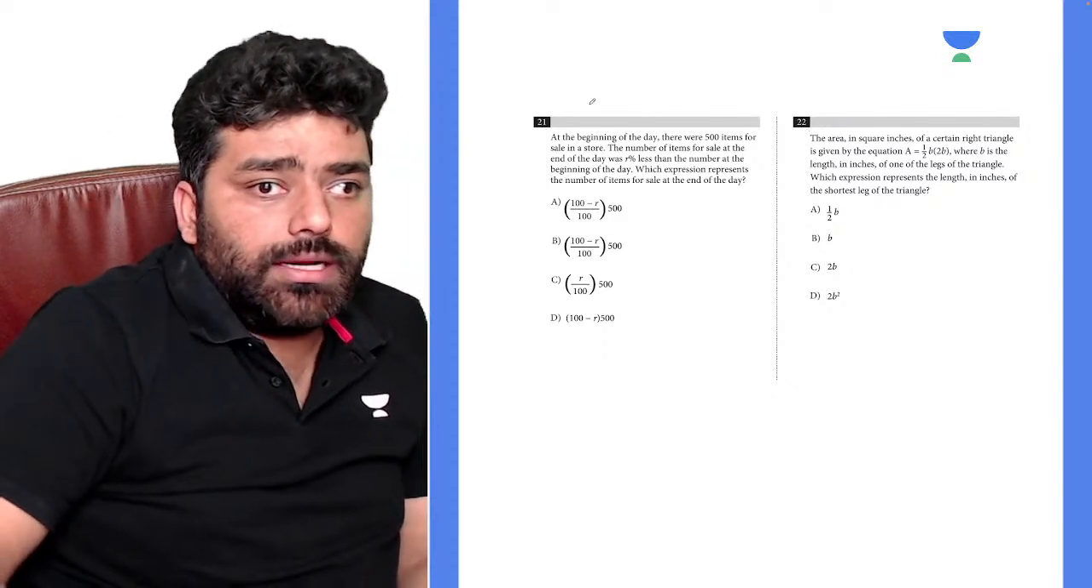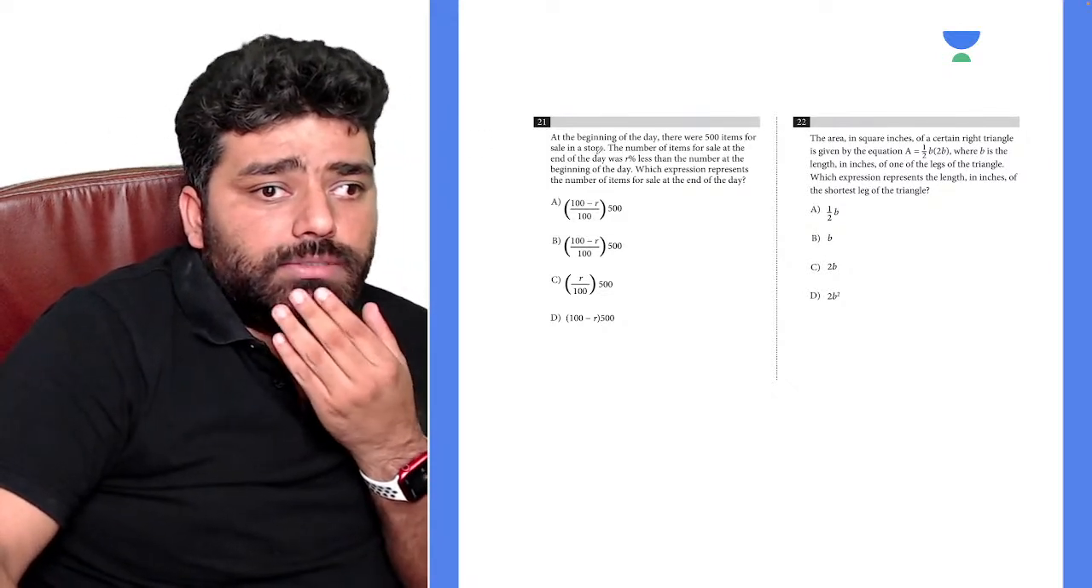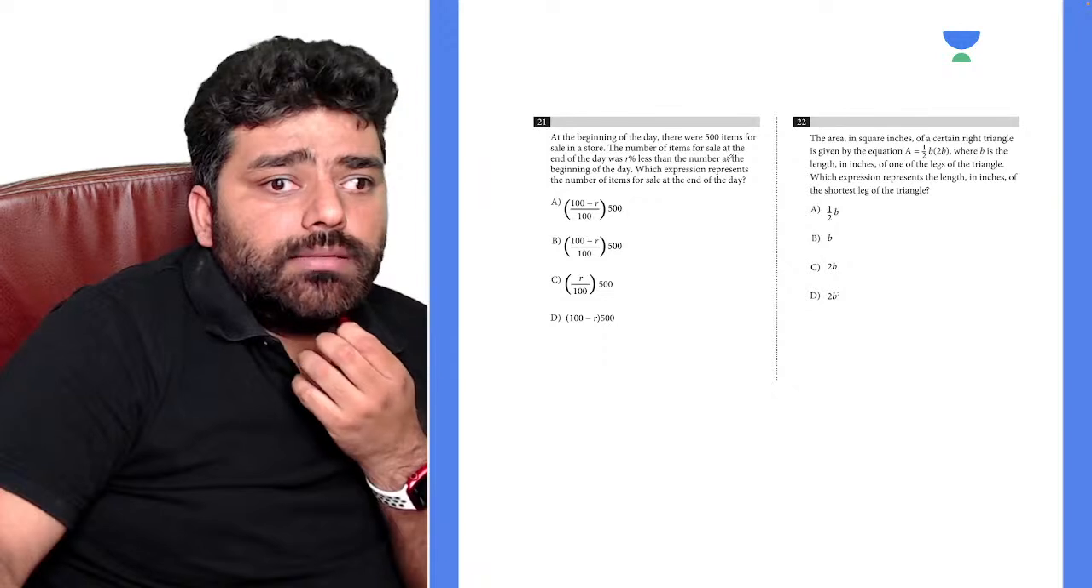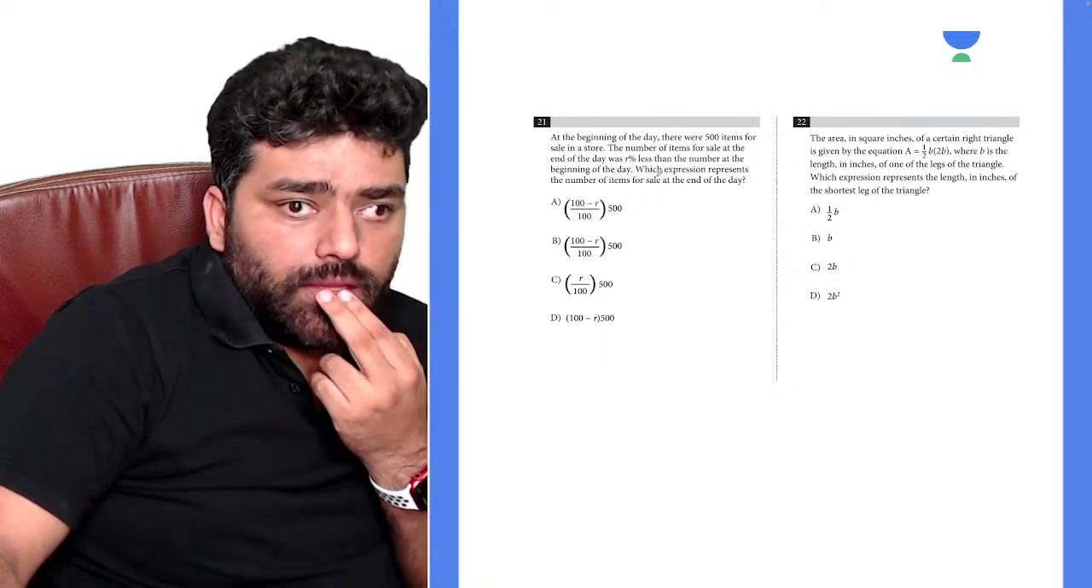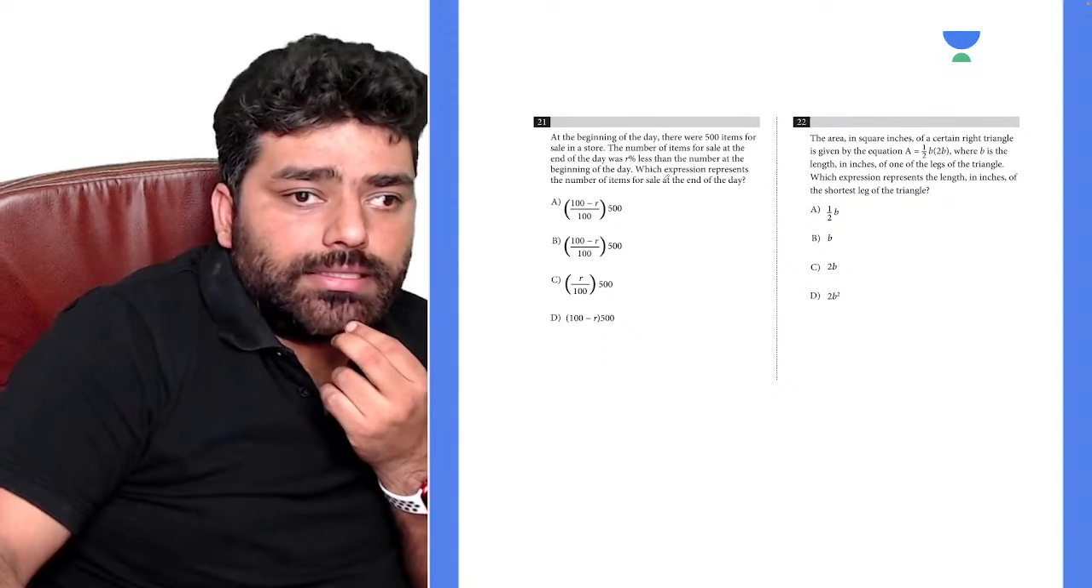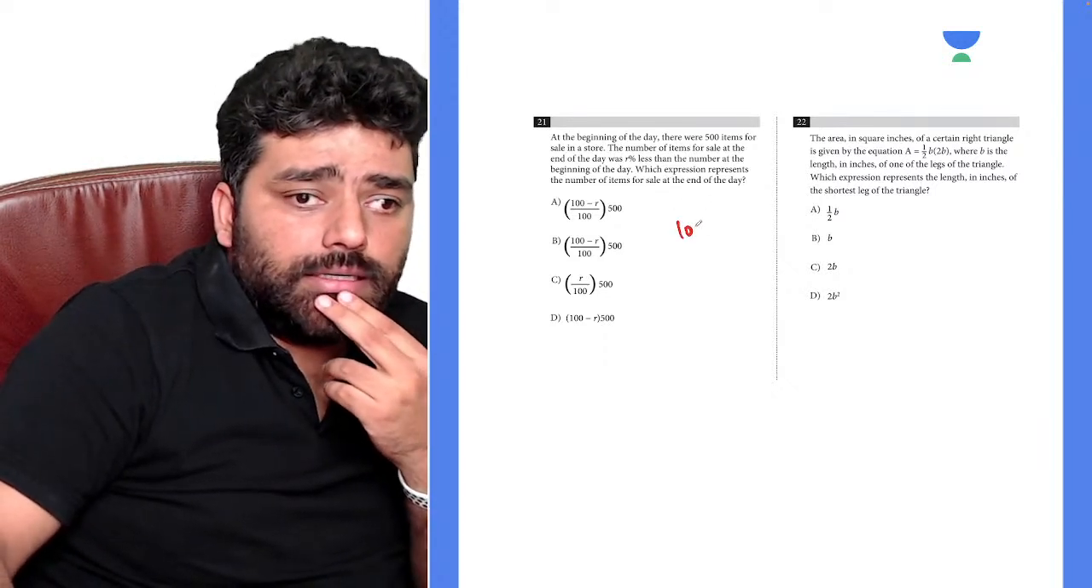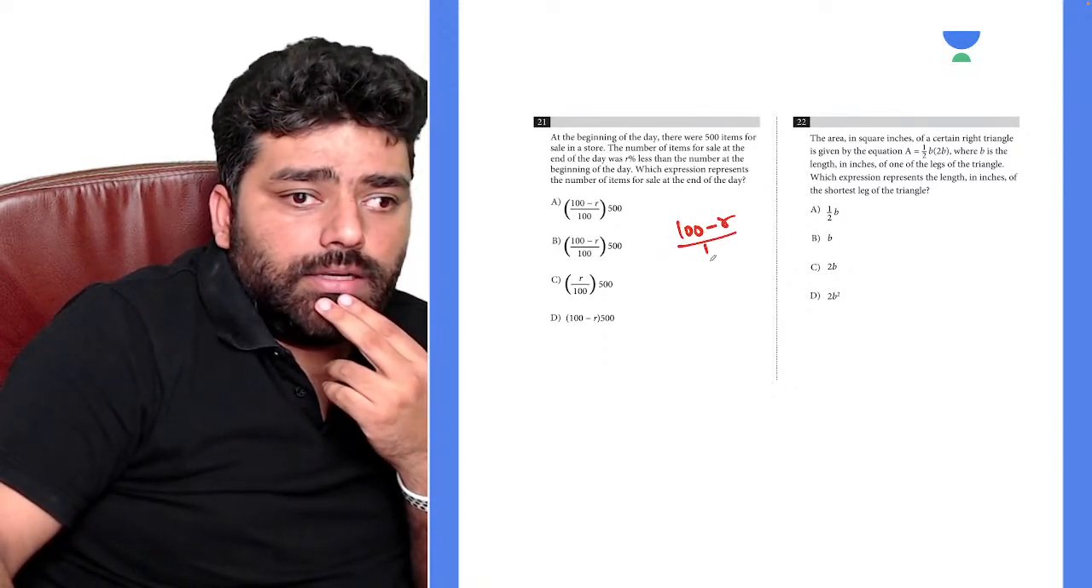Okay, question number 21. At the beginning of the day, there were 500 items for sale in the store. The number of items for sale at the end was R% less than the number at the beginning of the day. Okay, so what is R% less? So R% less is like (100 minus R) divided by 100.